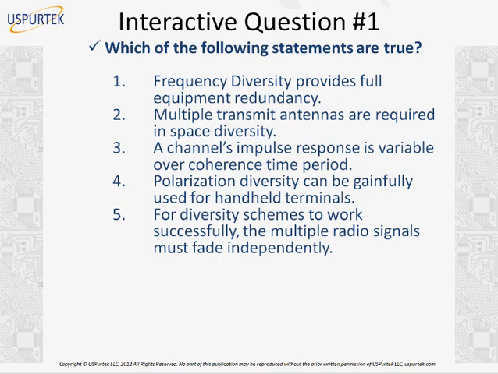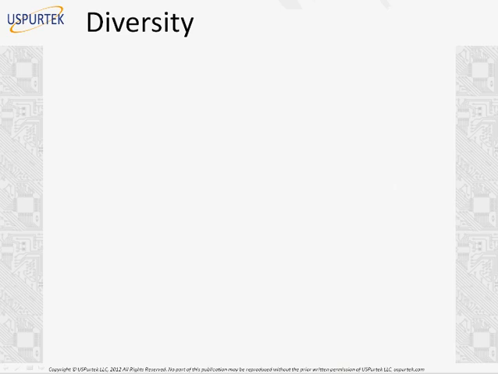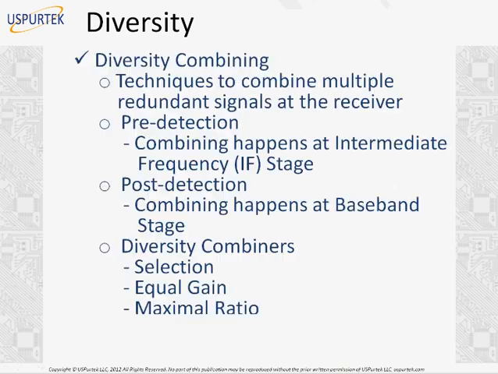Well, frequency diversity provides full equipment redundancy. That is true. Multiple transmit antennas are required in space diversity. Well, that is actually not true, because in space diversity you have multiple receive antennas, not the transmit. It's not essential to have multiple transmit antennas. A channel's impulse response is variable. No, it is not variable. It has to be constant over a coherence time period. Polarization diversity can be gainfully used for handheld terminals. Yes, that is very true. For diversity schemes to work successfully, the multiple radio signals must fade independently. So many of you have answered the questions correctly. Thank you.